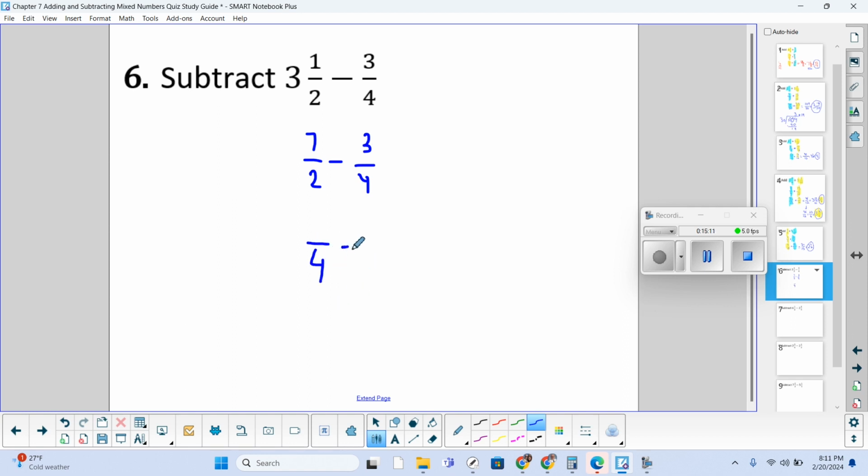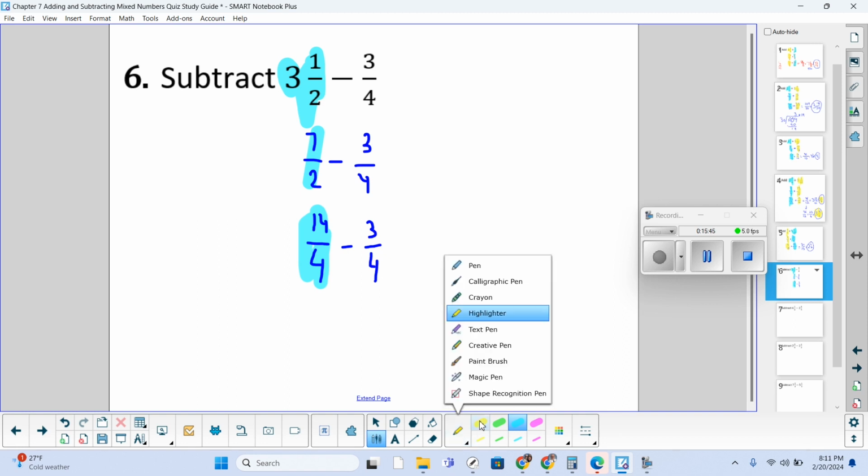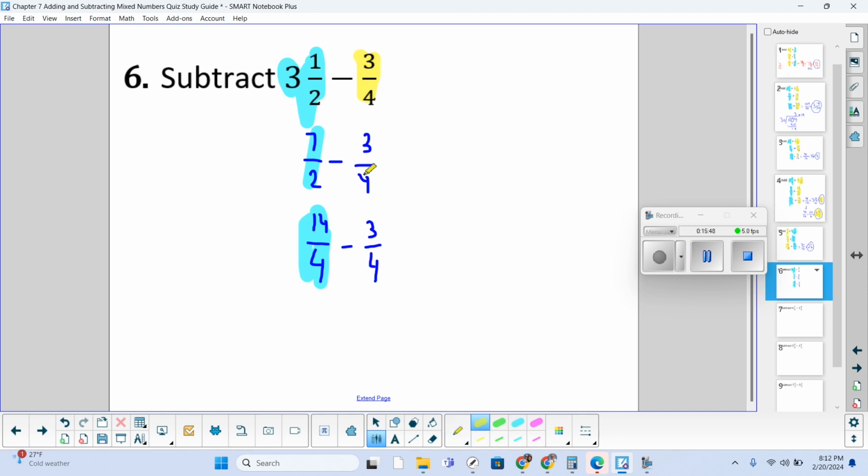So 7 over 2 is going to equal something over 4. 3/4 is going to equal something over 4. Well, let's write that in. That's easy. 3/4 is going to equal 3/4. Nothing to really do there. But 7 over 2 would be what over 4? Well, 2 times 2 is 4. So I'm going to take this numerator, 7, multiply it by 2, and get 14. My every time reminder: 3 1/2 is equal to 7 over 2, is equal to 14 over 4. And 3/4 is equal to 3/4.